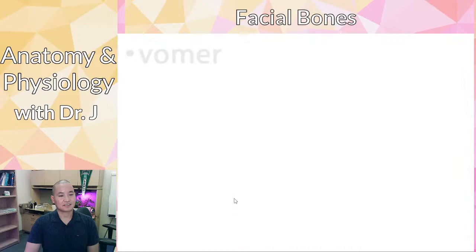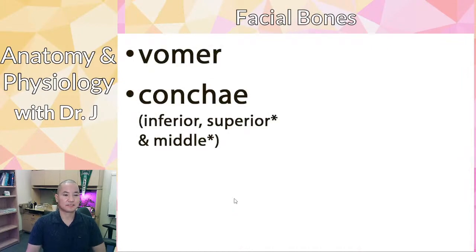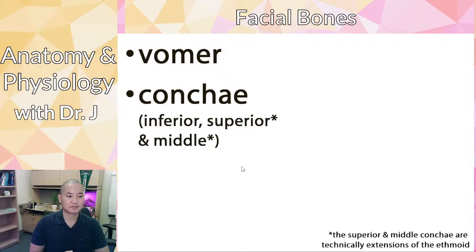Alright, so now let's talk about the facial bones. There are many facial bones, but this is what they are. You have your vomer, you have your conchae, and it's very interesting because there are actually 3 pairs. Some people have a 4th pair of conchae, but these are the 3 standard ones. There's the inferior, superior, and middle, but usually anatomy books refer to the inferior concha because the superior and middle are actually parts of the ethmoid bone.